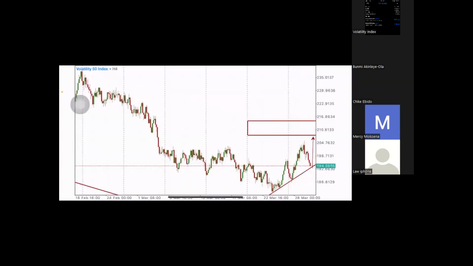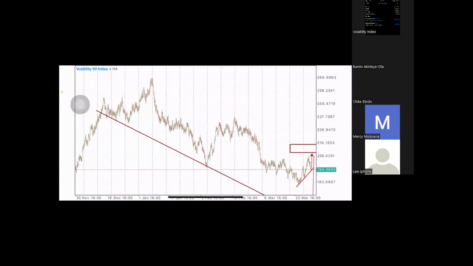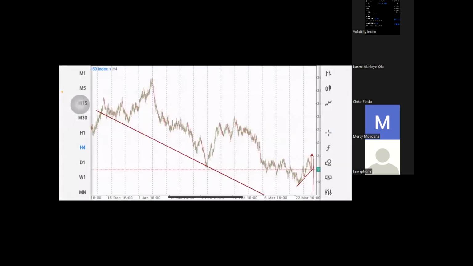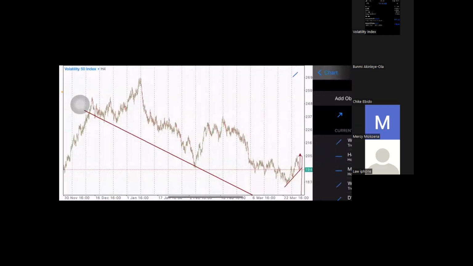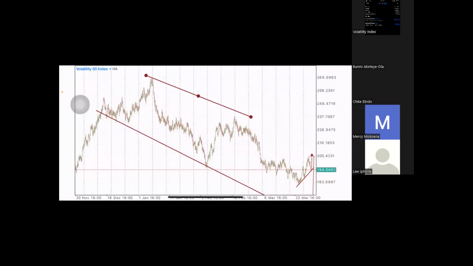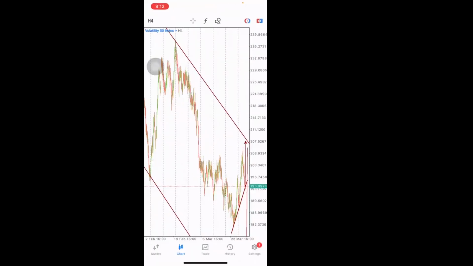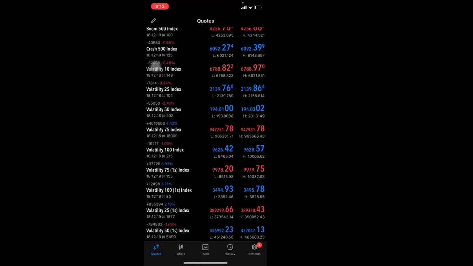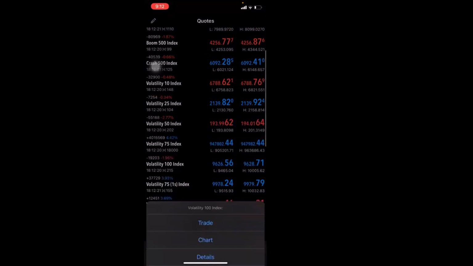So this, I deleted this off. So these are the important moves that will occur on V50. I hope you understand what I just said. Yeah, I don't want to waste too much time. I think I'm working on something.